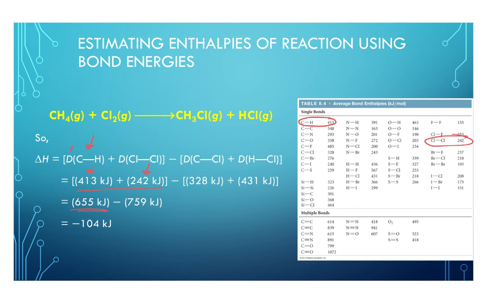which add up to 655 kilojoules. And then we take the enthalpy of the bonds that are made, a C-Cl bond, and again, we only made one of those. So C-Cl gives me 328 kilojoules. And then H-Cl is our other bond. That gives us 431. Okay. If I add those two together, I get 759. 655 minus 759 gives me an overall enthalpy for this reaction of negative 104 kilojoules. That's all there is to it.